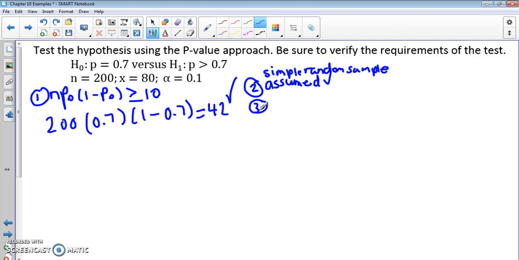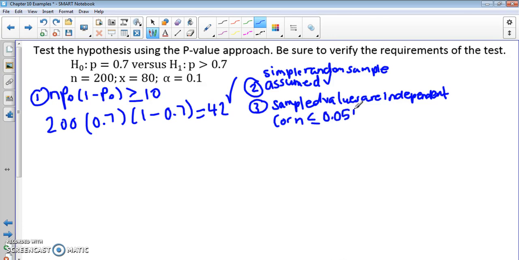And then lastly, we want to check that the sample values are independent of each other. So we have either the sample values are independent, or our sample size is less than 5% of the population size. And here we're going to assume that this is true as well. So our conditions are met.